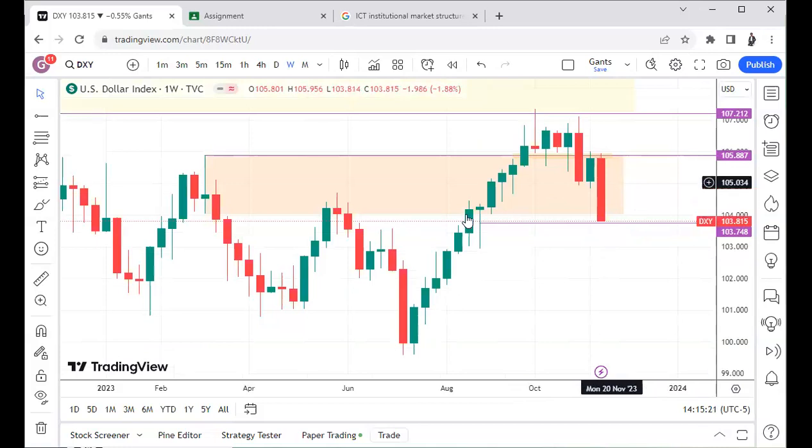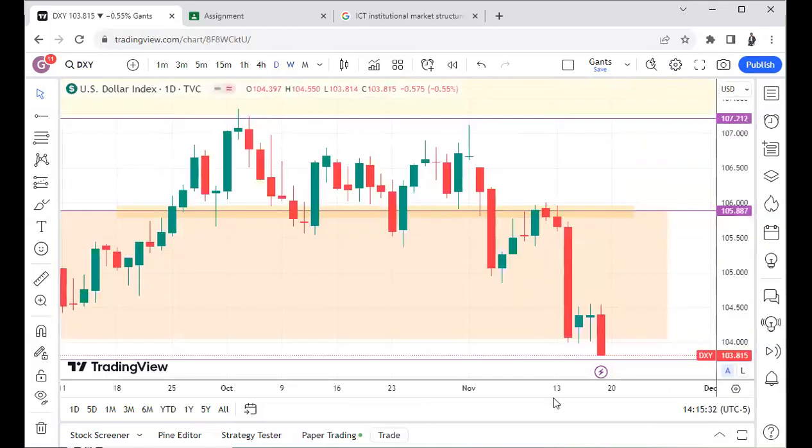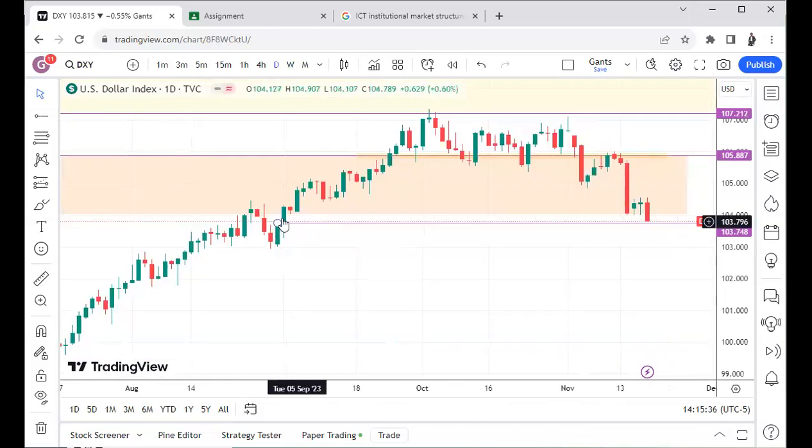Now, what was the level? What was I looking at? Why did I frame this setup? If you go to your daily time frame, you'll see that this is the inefficiency. You see the FVG: this candle's high and this candle's low. That's the little FVG, and I wanted price to fill it before we see movement higher. That was what I anticipated.